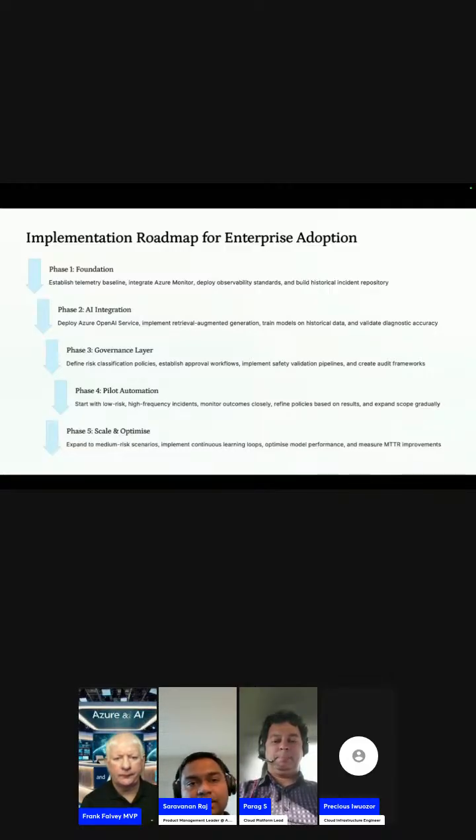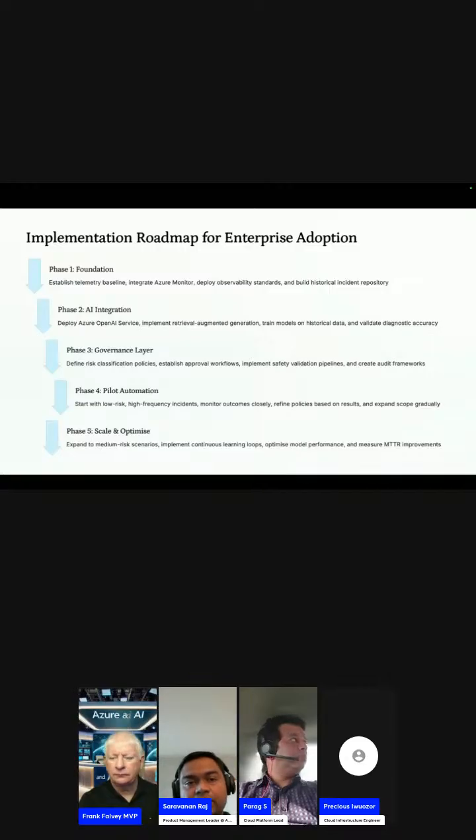And then the next step would be the AI integration. This is where the Azure OpenAI service helps with RAG, and also helps with improved diagnostic accuracy. And the governance layer that we talked about for audit and compliance frameworks is critical.